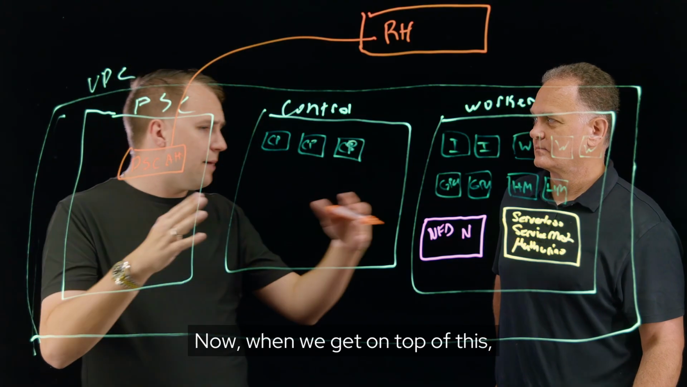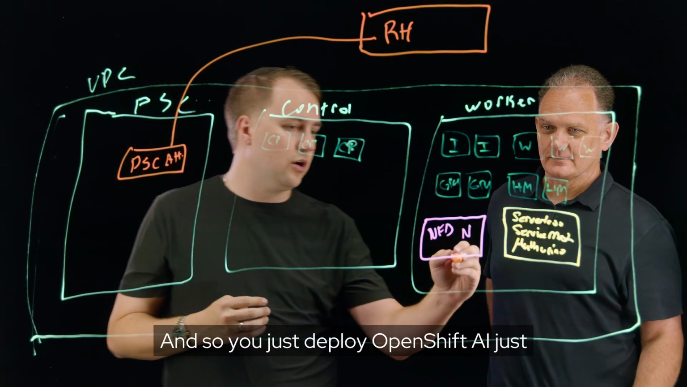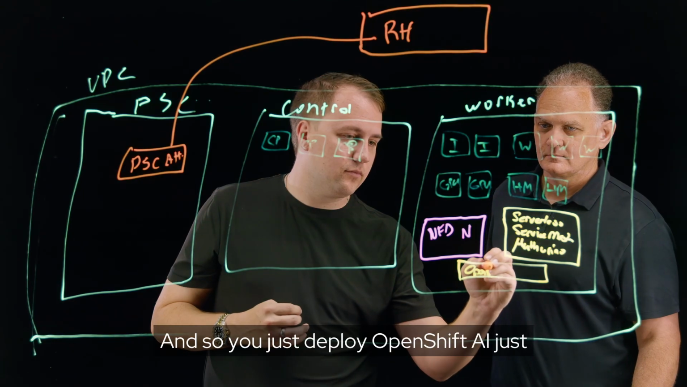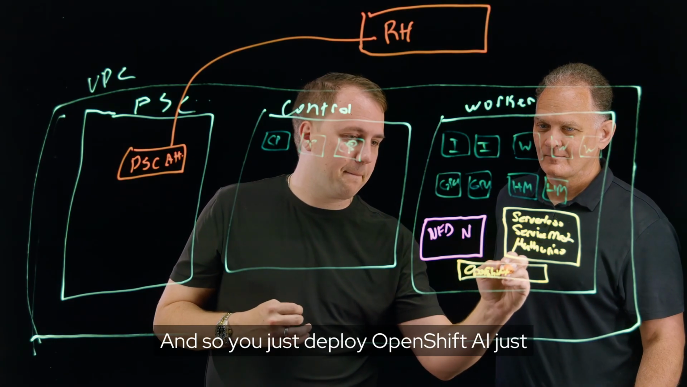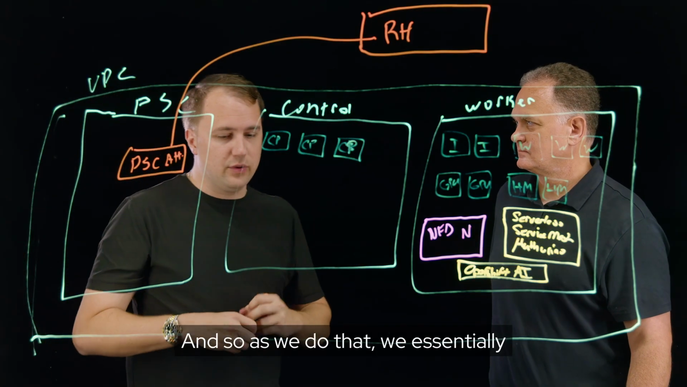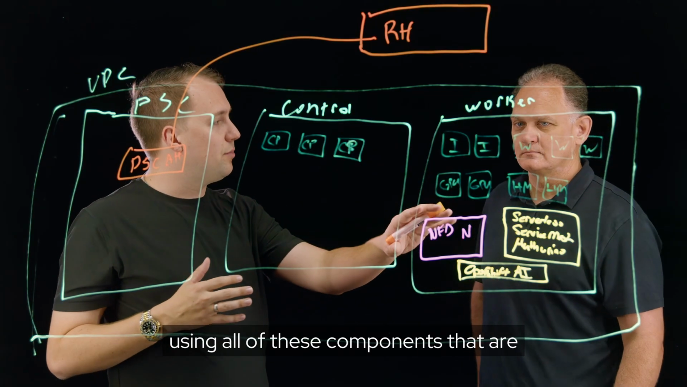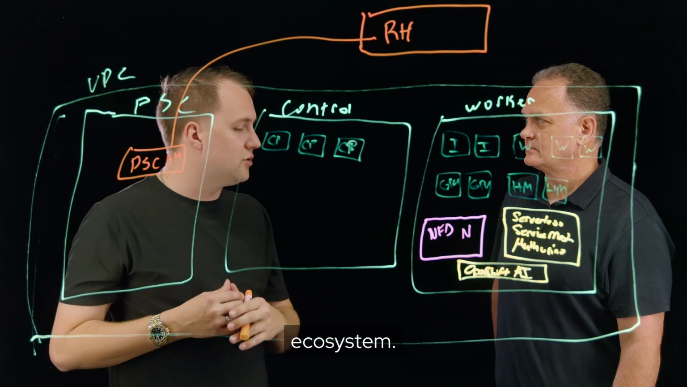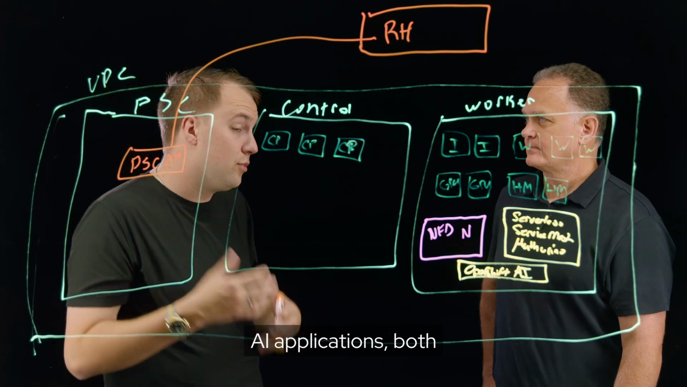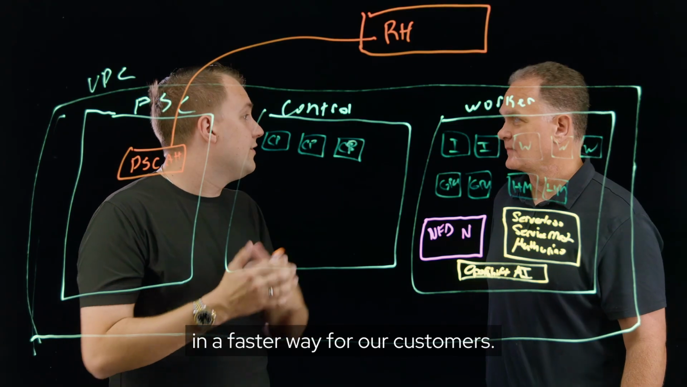Now, when we get on top of this, OpenShift AI actually runs just like another one of these operators. And so you just deploy OpenShift AI. Just like another operator. And so as we do that, we essentially get to a model where we can then begin using all of these components that are part of the OpenShift ecosystem. And we can use that as a way to actually deliver AI applications, both generative and predictive AI, in a faster way for our customers.